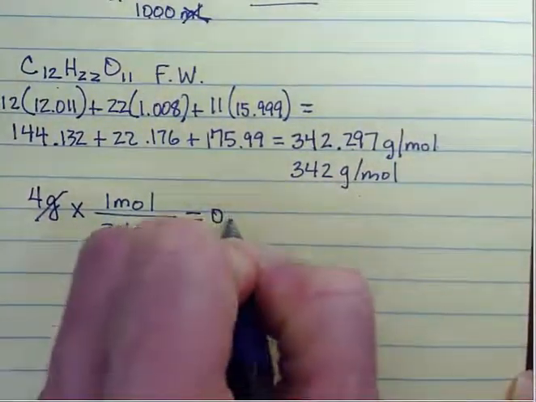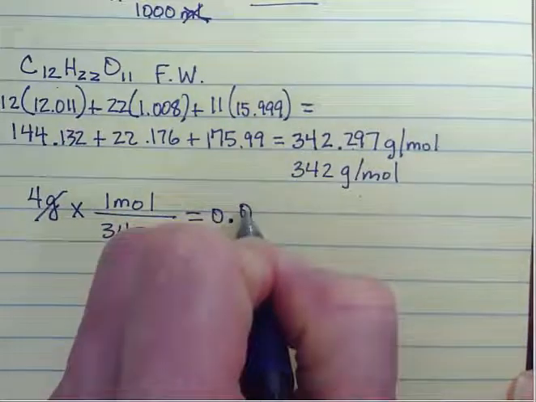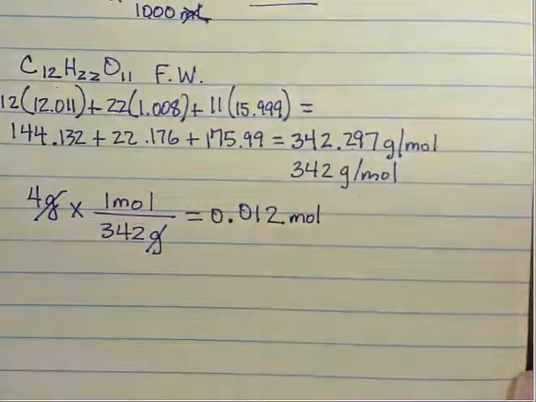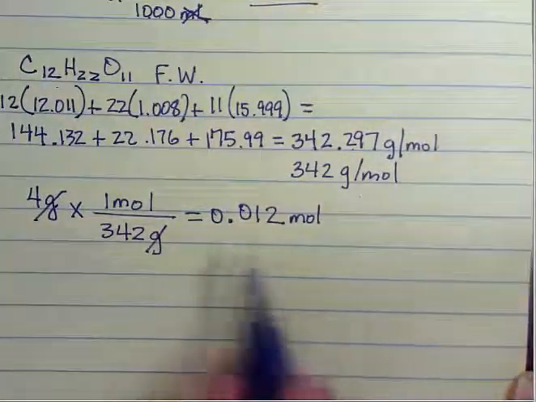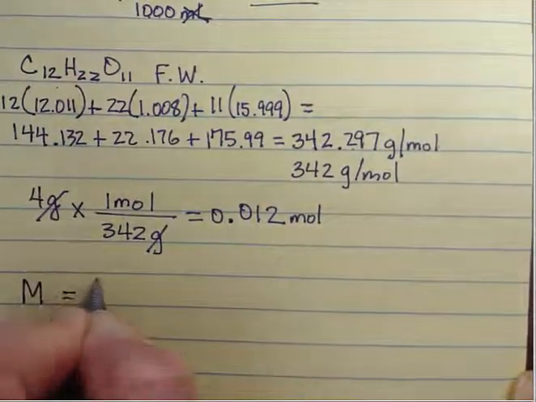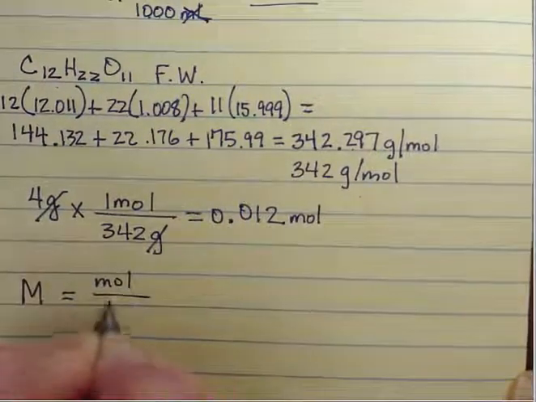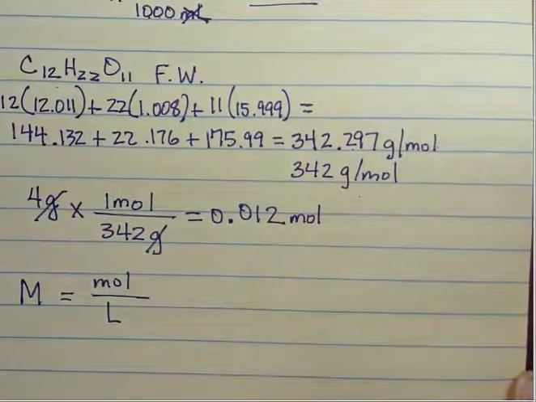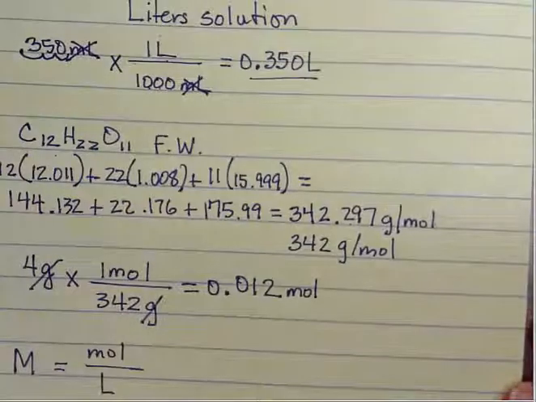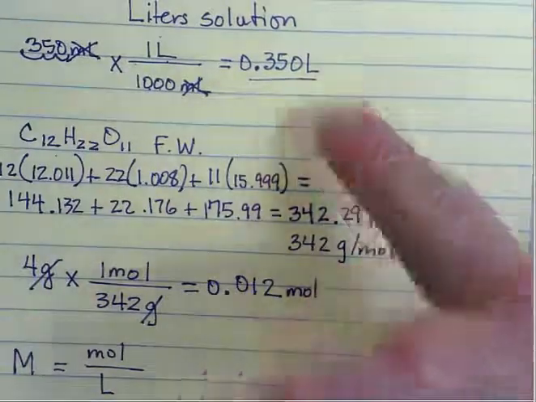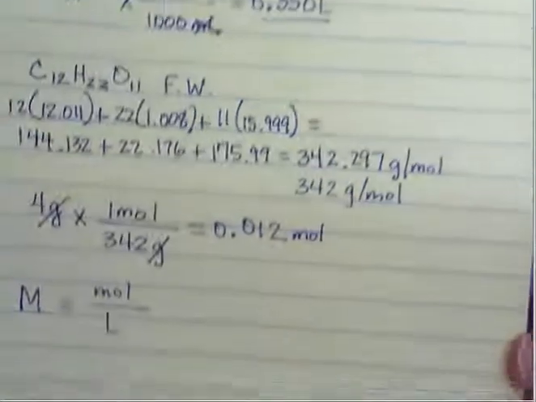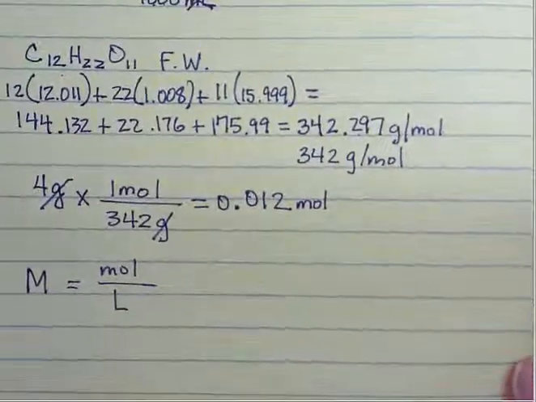So this is 0.012 moles of sugar. So now we have our moles of our solute. So we know again that big M equals moles of solute over liters of total solution. So we can go ahead and put both of these values in, right? Because we've got our volume up here, and we've got our moles right here. So we can put these values in and calculate the molarity of the solution.